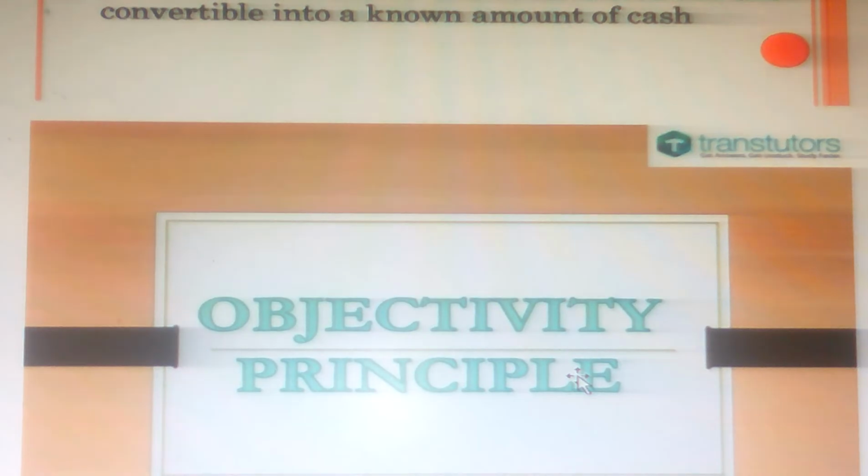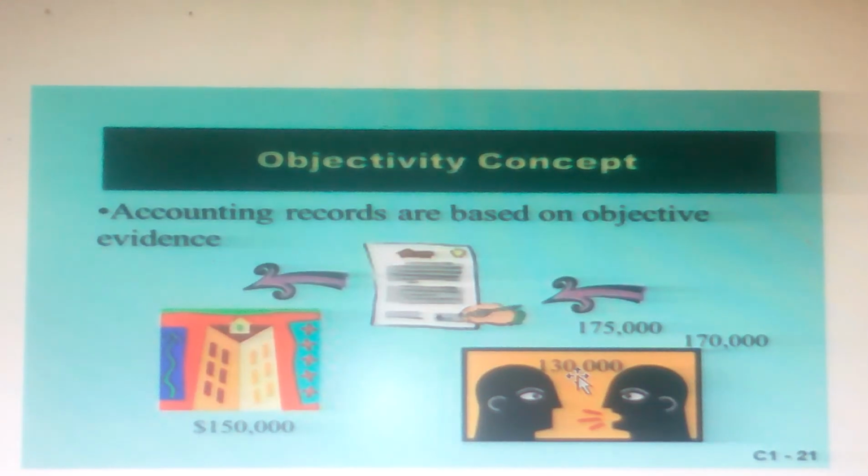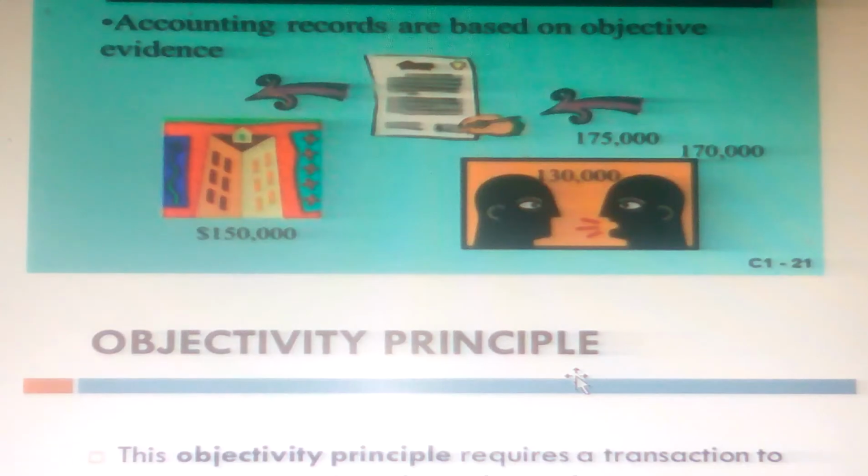Then the objectivity principle. What is the meaning of the objectivity principle? It's a very important one. Here, the objectivity concept is based upon evidence. So accounting records are based on objective evidence. Without evidence, we can't record the transaction. Based upon the evidence only, we are going to prepare the transaction.